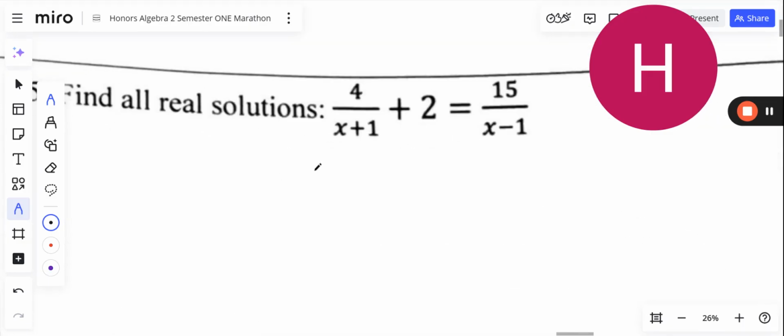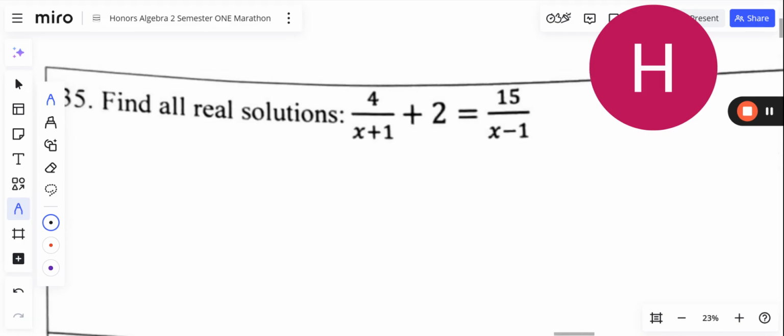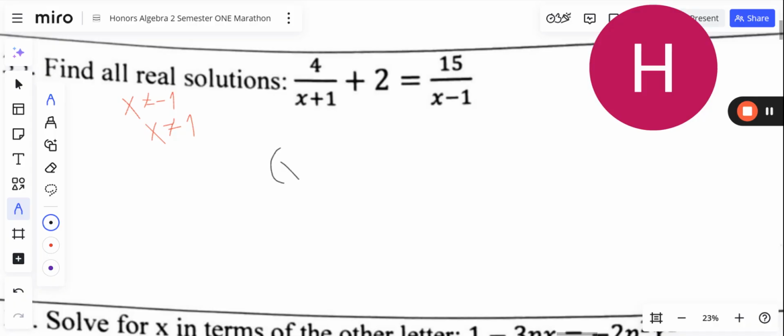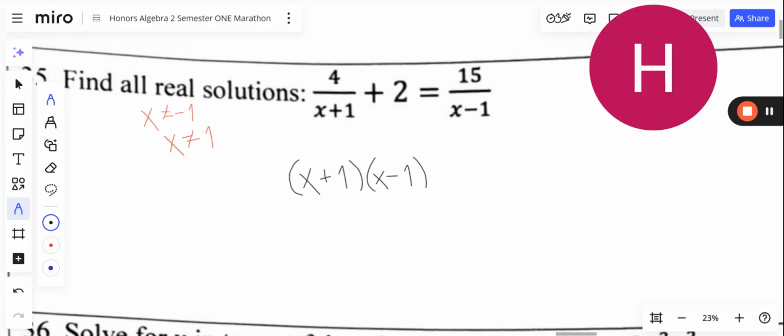Here we have a situation where not everything's in a fraction, but we do have some fractions, and so we need to restrict. x cannot equal negative 1 because of this one, and x cannot equal positive 1 because of this one. So we're going to have to multiply by x minus 1 times x plus 1. That's going to be our common multiple. And we're going to have to multiply all three of these terms to it. So the first one, we're even going to have to multiply the 2, and we're going to have to multiply this one here.